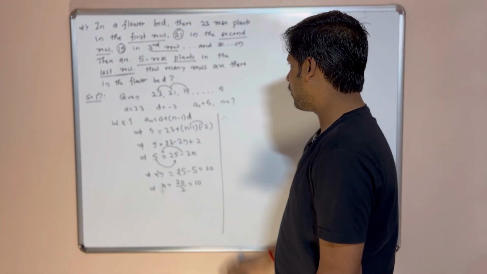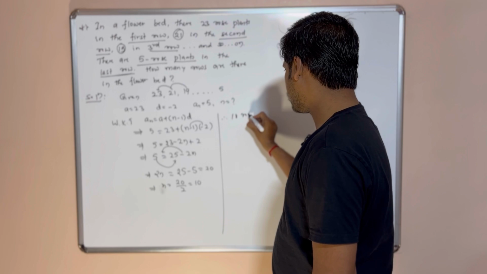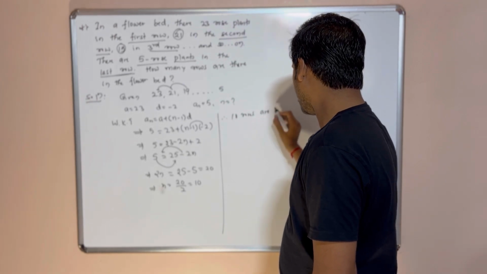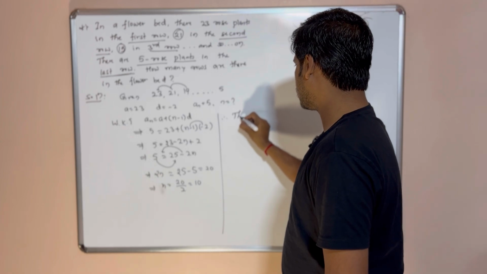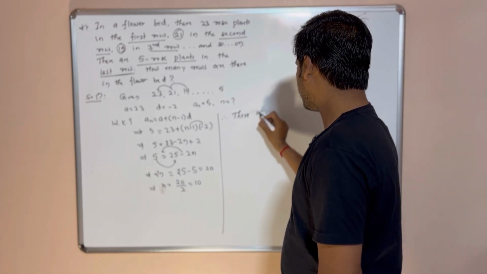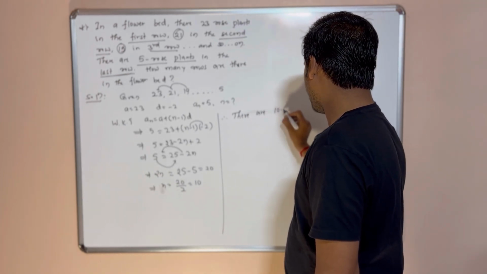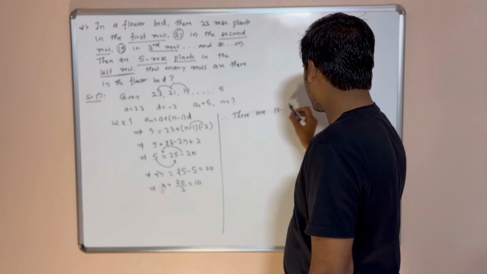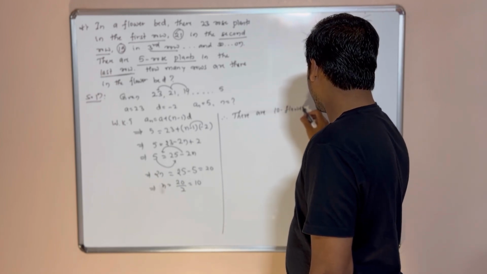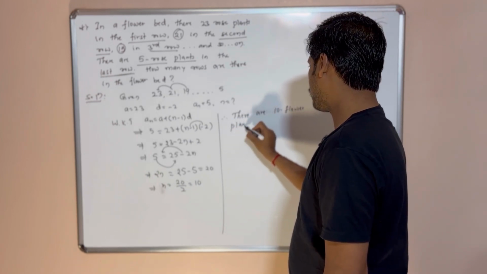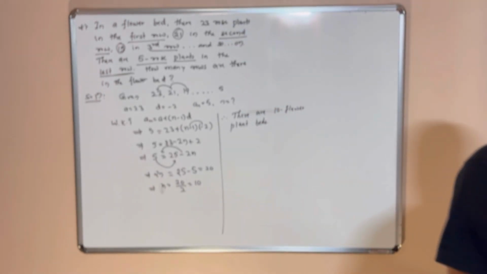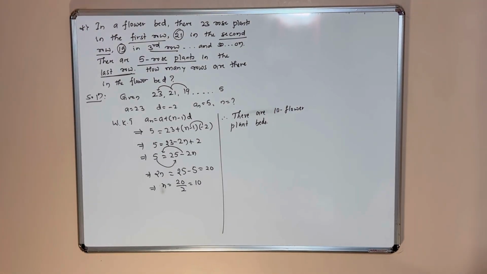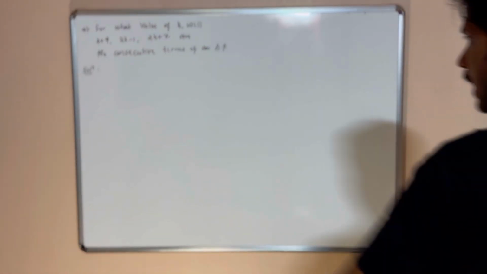How many rows are there in the flower plan? So 10 rows are there. That is, there are 10 flower beds. There are 10 flower plant beds. Write it down. So write down the next example.